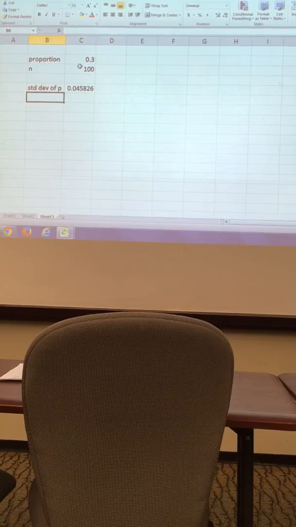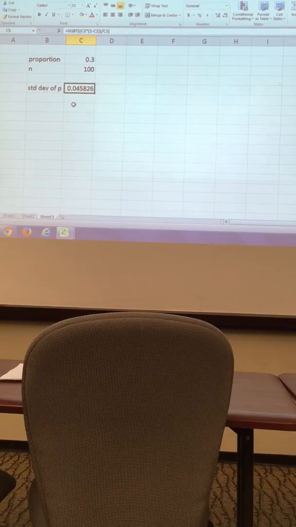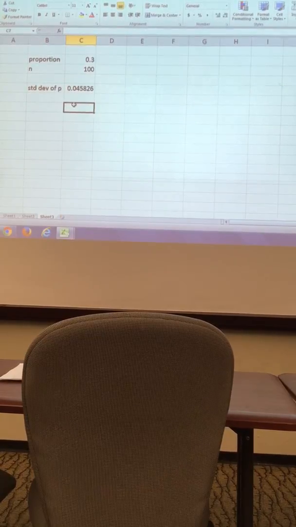So, the standard deviation of our proportion is 0.045. Is that the answer to A? Pretty much. What is the sampling distribution? Kind of, sort of. The sampling distribution is the standard deviation of the population, or the probability. What is P with the line over it?